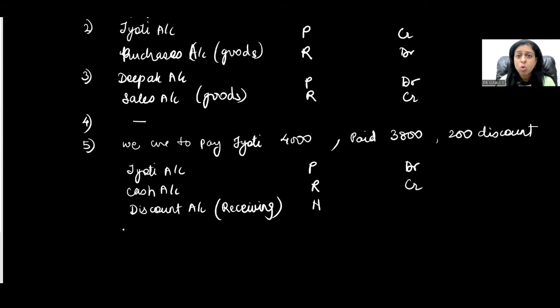So discount, if it was expenditure, then also it is nominal. Discount, if it is received, is also nominal. But in this case, discount is received. So received discount is like an income for us, and so we are going to credit. Fine. So hope this is understood. Next one.